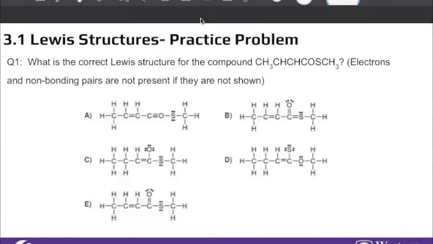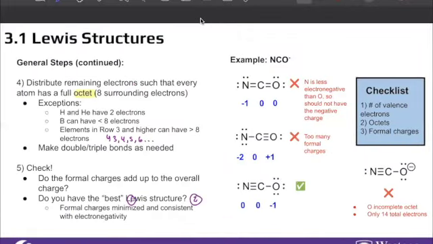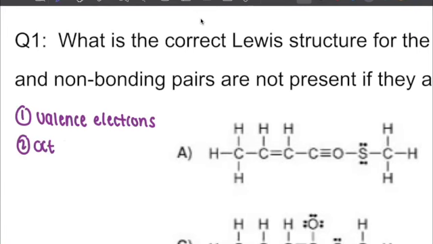Okay, so now we have one of these practice problems where we're basically given a compound and we're asked to pick the correct Lewis structure. Remember that the 3 things from our checklist that we want to go through are number of valence electrons, checking for octets, and formal charges.